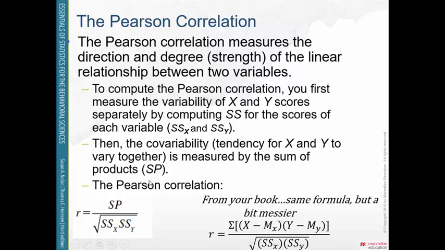All right, the formula that we're going to use is right here. The Pearson r is equal to the sum of products over the square root of sum of squares x times sum of squares y. Your book has this formula, which is exactly the same thing, except that instead of using sum of products, it uses the sum of the products here, which I'm going to show you how to do, over the square root of sum of squares x over sum of squares y.